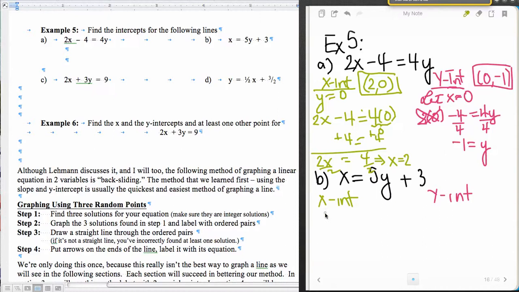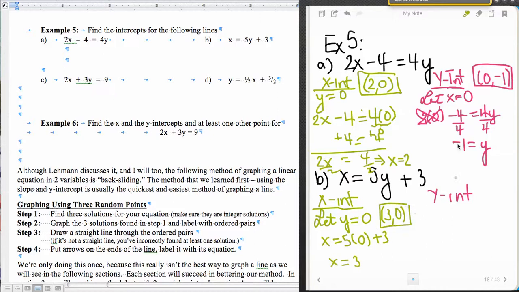Okay, let's do it again for part B. The x-intercept, we're going to let y equal 0, right? The opposite one you're letting equal 0. So x is equal to 5 multiplied by 0 plus 3. So that very simply gives us that x is equal to 3. And again, as an ordered pair, x equals 3 and y is equal to 0.